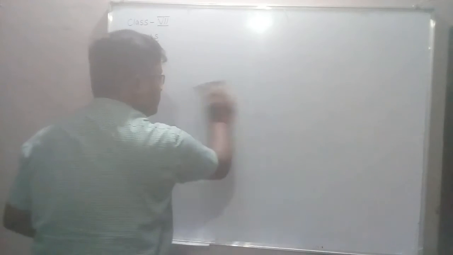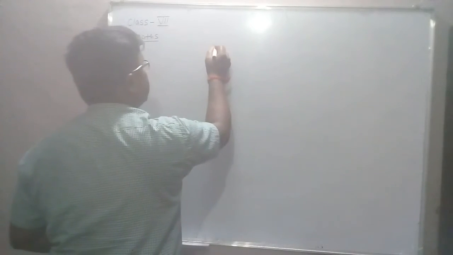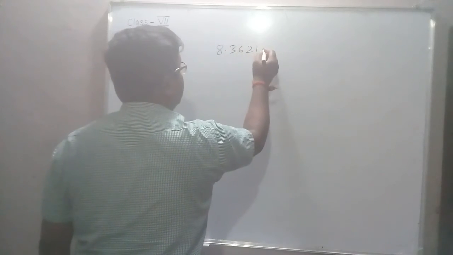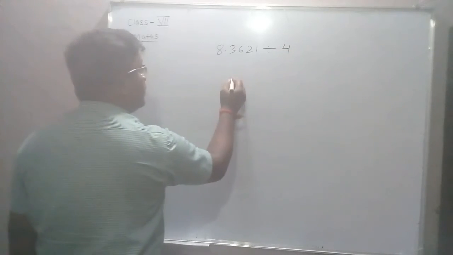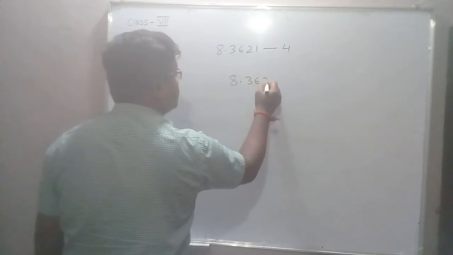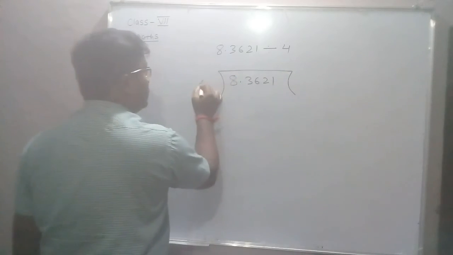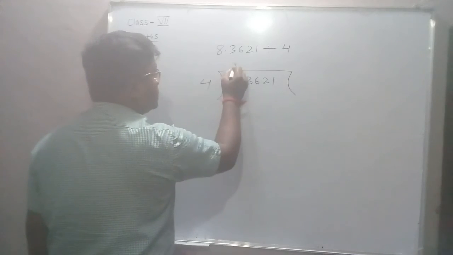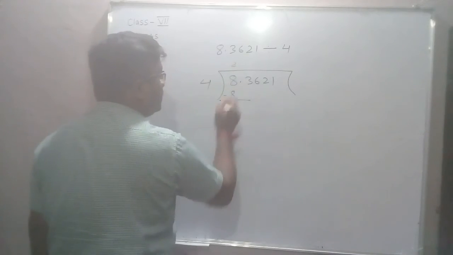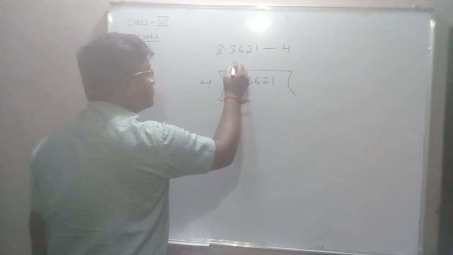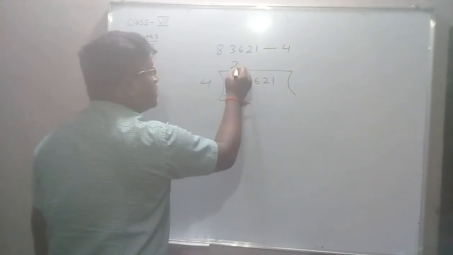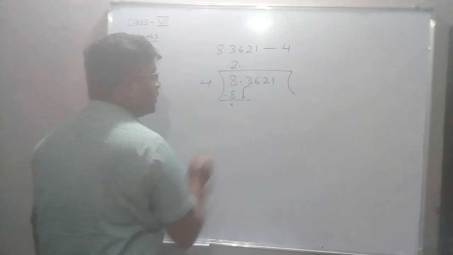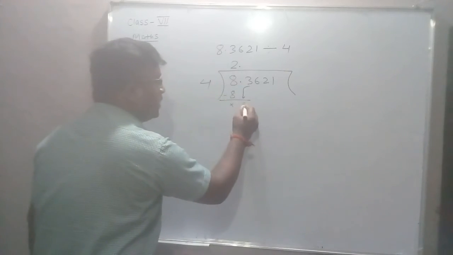Now let's see one more division. Suppose 8.3621 divided by 4. You are going to divide 8.3621 by 4. So you see here 8 is here, 4 2s are 8. Okay, it is cancelled. Now this decimal you have to shift here. After the decimal is there, then this 3 will come down. 8 minus 8 cancels, and 3 will come down.